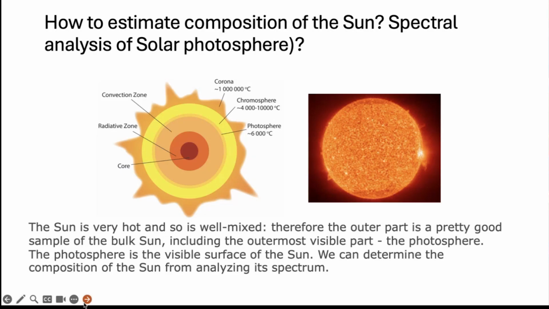So one of the things we can do is look at the solar photosphere. We can use spectroscopy to analyze its composition. The sun is very hot and is well mixed as a result of intense convection. Therefore, the outer part of the sun, the part we see, is a pretty good sample of the bulk sun. And that's the photosphere, which is the visible surface of the sun. We can determine the composition of the sun from analyzing its spectrum.